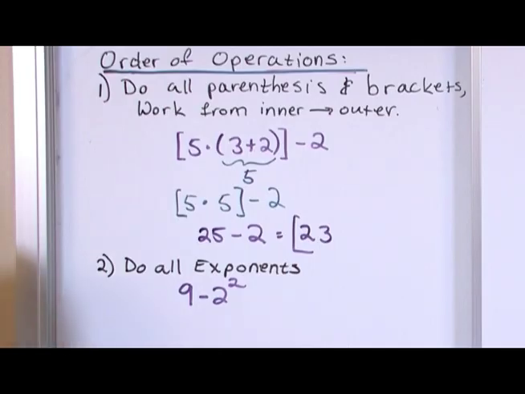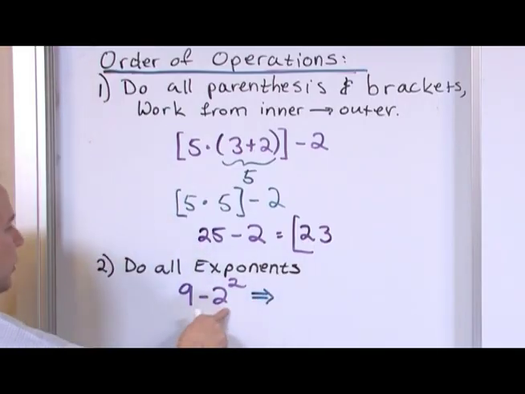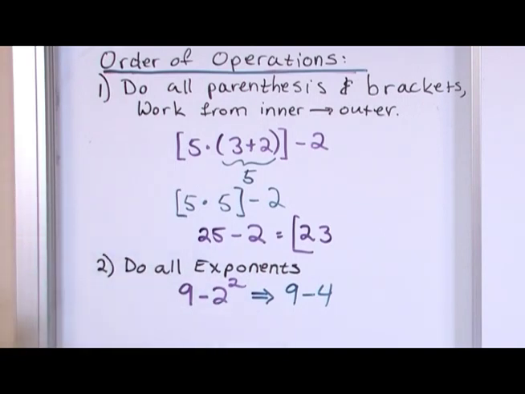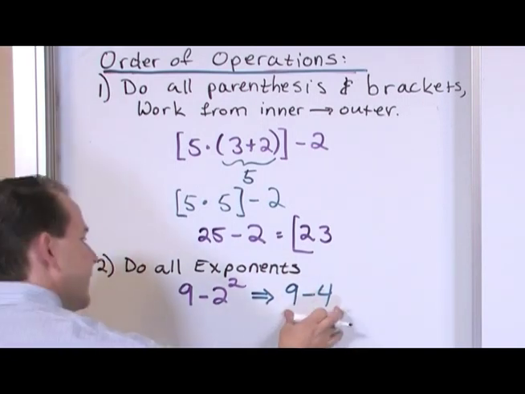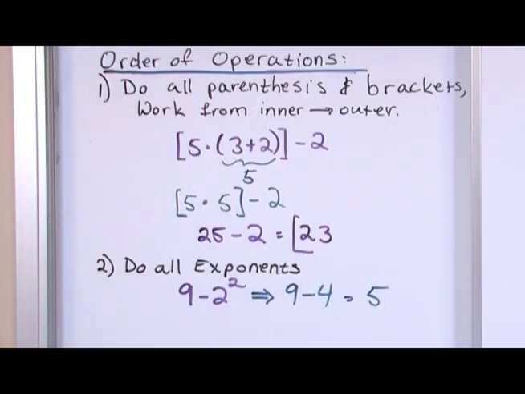So the next thing you do, as far as your order of operations, is do this exponent. So you just make it 9 minus 4 because 2 squared is 2 times 2 and that's 4. And then of course now that you have a simple subtraction problem, you could just say that's equal to 5. If you do it the other way, if you try to do the subtraction first here, you're going to get completely the wrong answer.